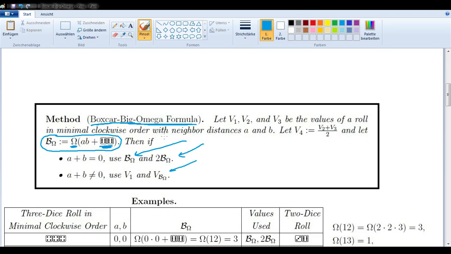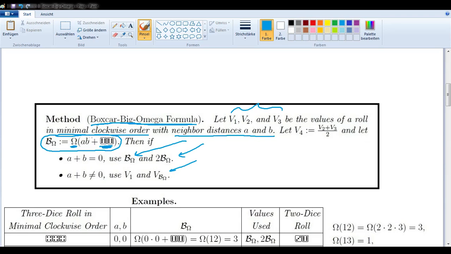Let's take a look at a couple things that we might not understand yet. For example, we have three values of a roll, so V1, V2, and V3, so that there's nothing difficult about that. In minimal clockwise order, so we'll need to know what that is. And they have something called neighbor distances, A and B, so we'll need to understand that.